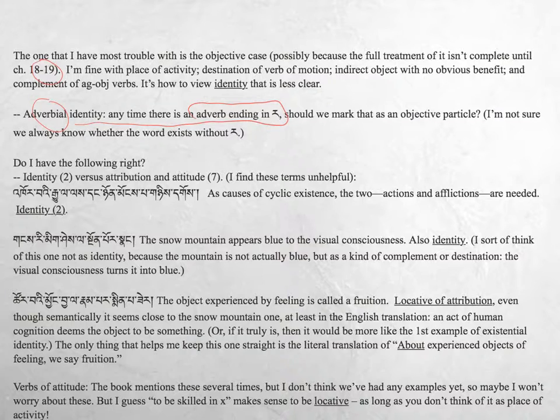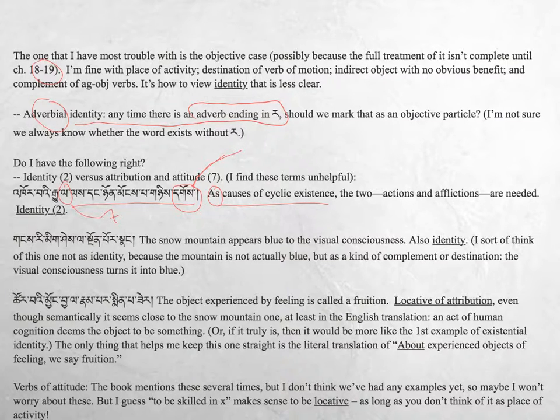Okay, so then the next series of questions, this sentence here, as causes of cyclic existence, the two actions and afflictions are needed. The easy way to respond to that question here is that you have ge, which is a verb of possession. And so this la has to be in the seventh case. So ge is a verb that takes a seventh case word. In English, it's a little awkward to say the causes of cyclic existence need actions and afflictions, and so we translate that a little bit differently with this kind of phrase at the beginning. But the easy answer to that is to look at the verb and to know that that's a verb of possession.